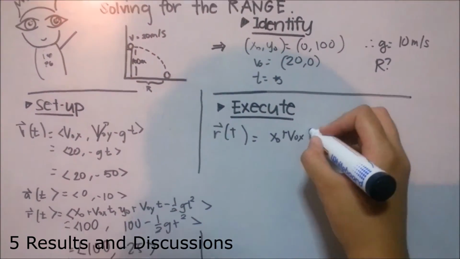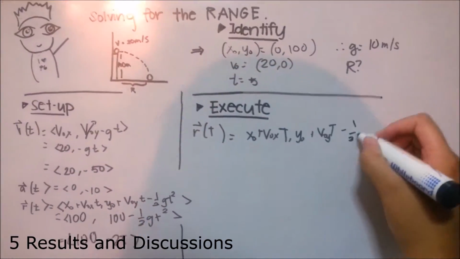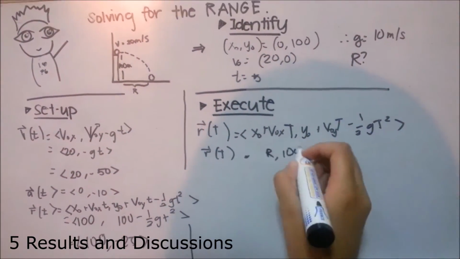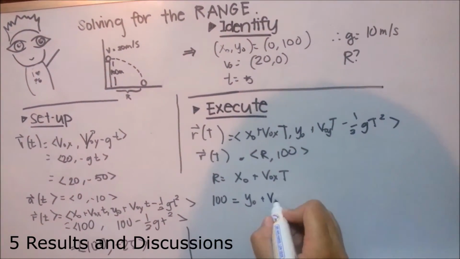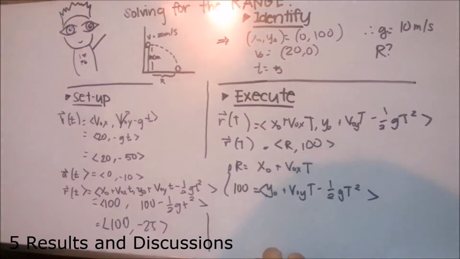After setting up all the equations needed to find the range, we then substitute all the given values to these equations and find the total time of flight. After finding the total time of flight, we can then find the range.